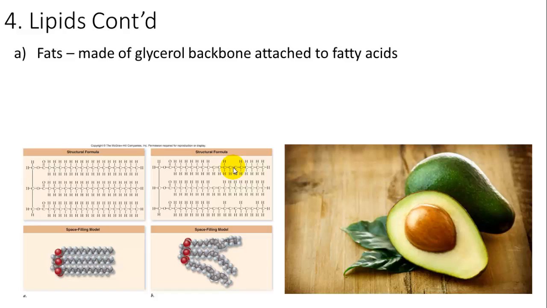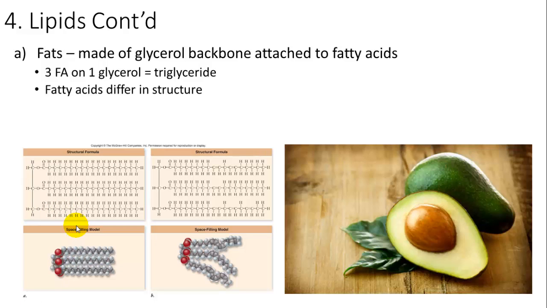Now, there are different types of lipids or different arrangements. Well, one of them are fats, which are made of a glycerol backbone. So that's this kind of 3 red molecules stuck together there, attached to fatty acids. So these are 3 fatty acids and a glycerol. So that's a triglyceride that makes a fat.